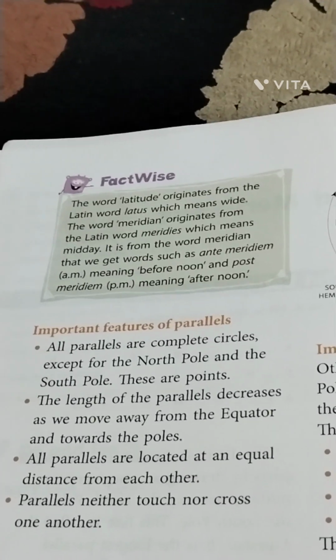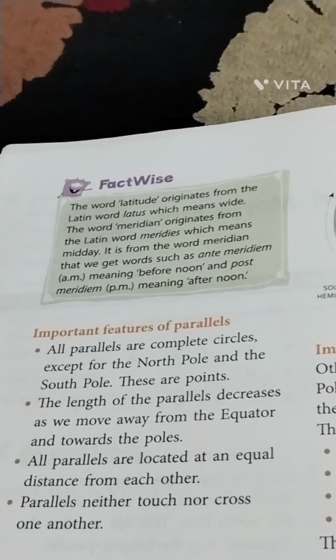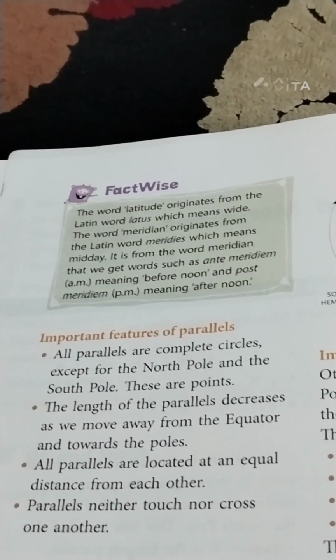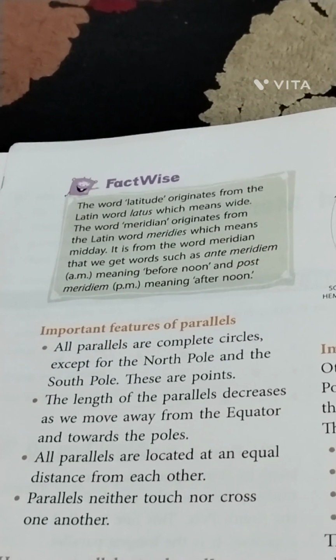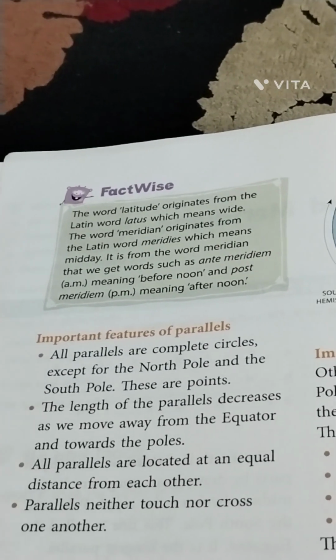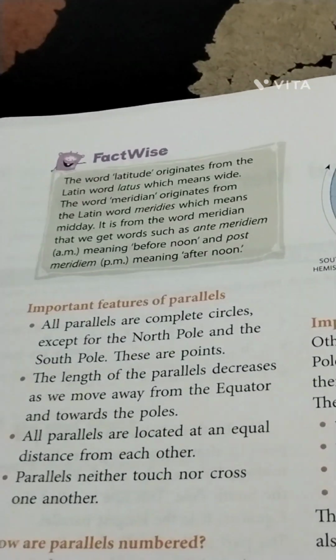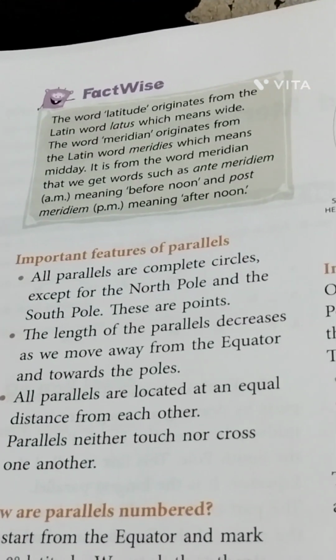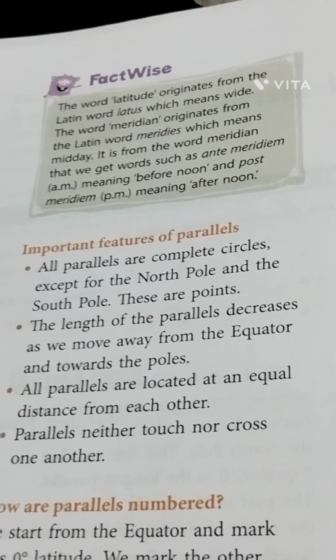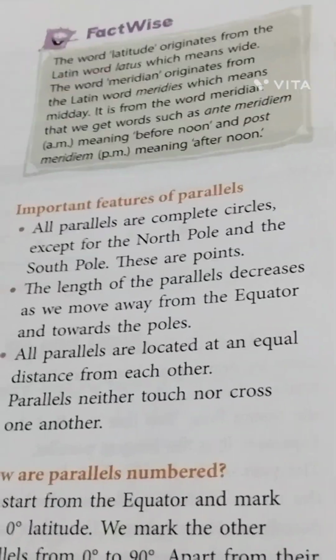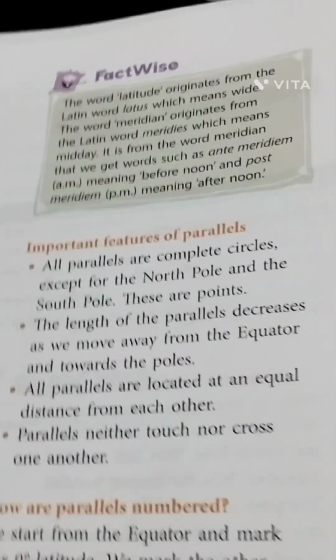Important features of parallels. All parallels are complete circles except for the North Pole and the South Pole, which are points. The length of parallels decreases as we move away from the equator and towards the poles. All parallels are located at an equal distance from each other. Parallels neither meet nor cross one another.